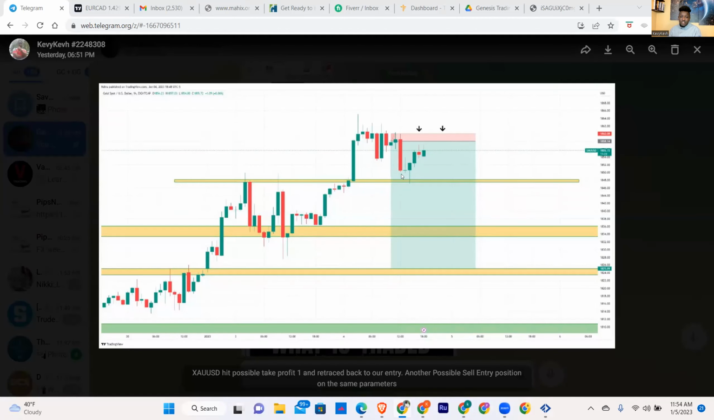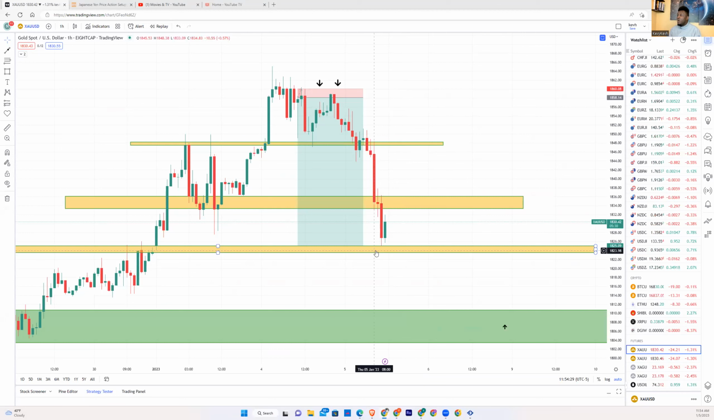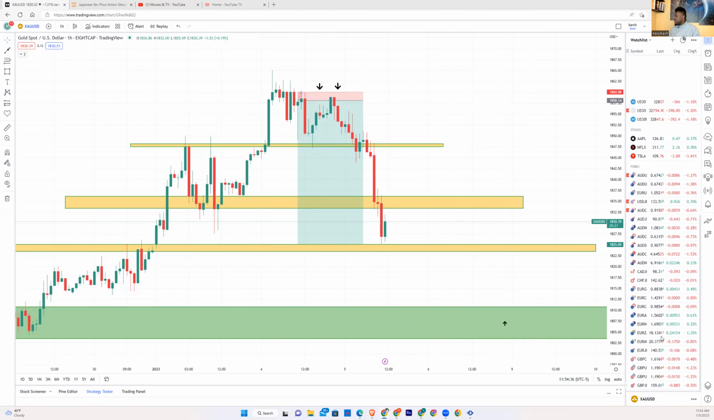So after we touched our take profit one, I sent an alert in the group just telling them our gold hit possible take profit one, retraced back to our entry, another possible sell entry position on the same parameters. So pretty much just take another entry there, which most people hopefully were able to do. And that was a beautiful trade, I have to say. It hit all our possible take profit areas. So that is good.